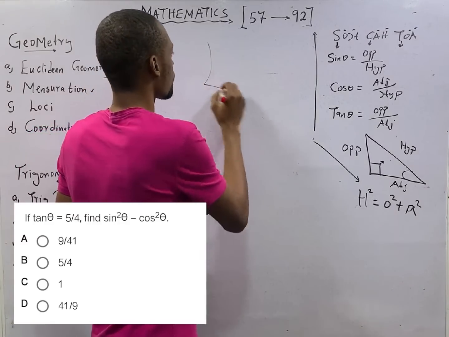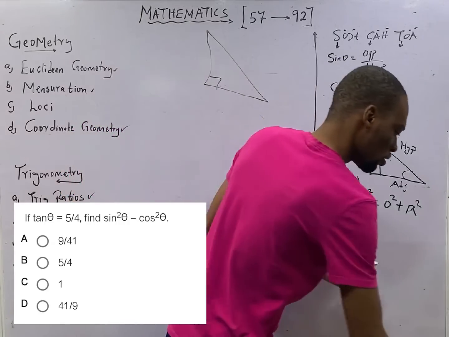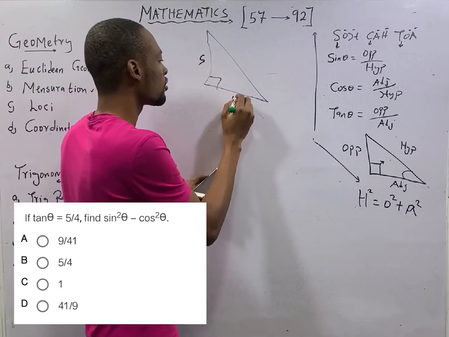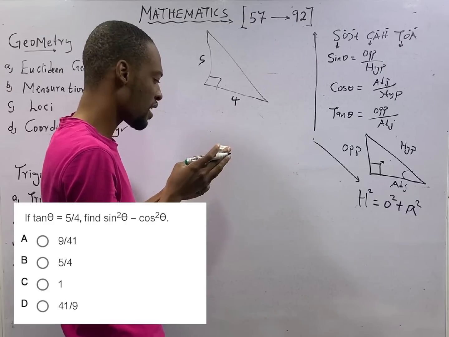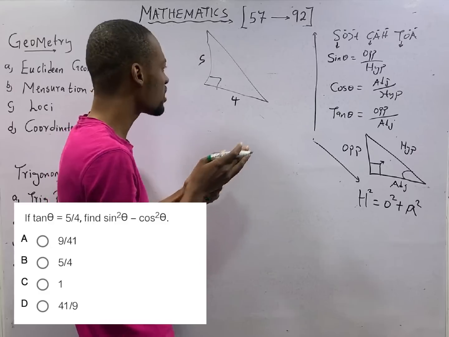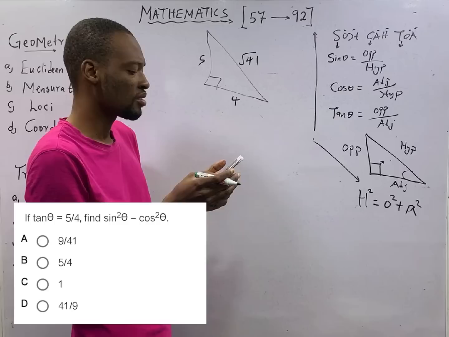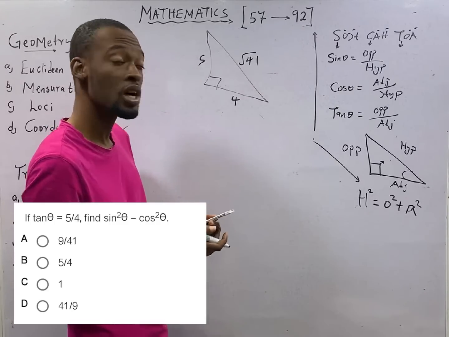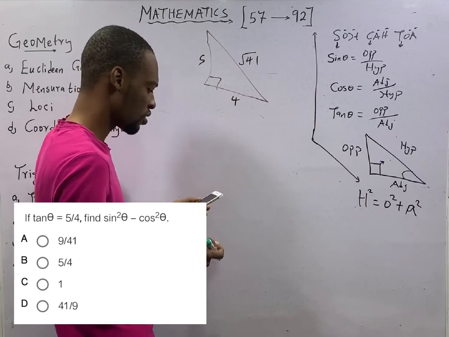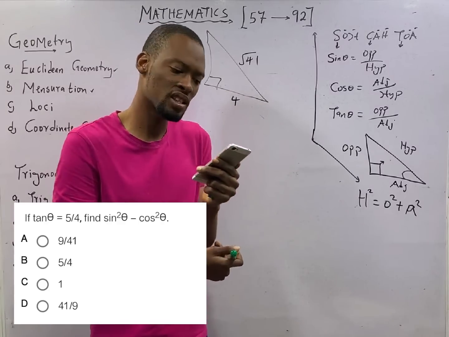Tan theta is opposite over adjacent, that is 5/4. Yes, 5/4. Hypotenuse is definitely the square root of 41, applying the Pythagoras theorem. But we are asked for sin square theta minus cos square theta.